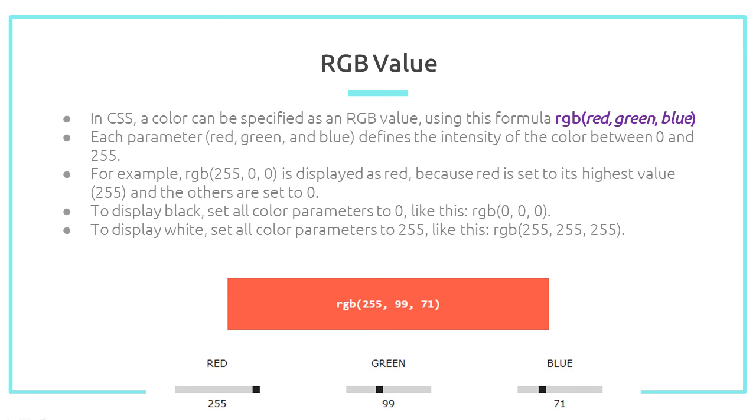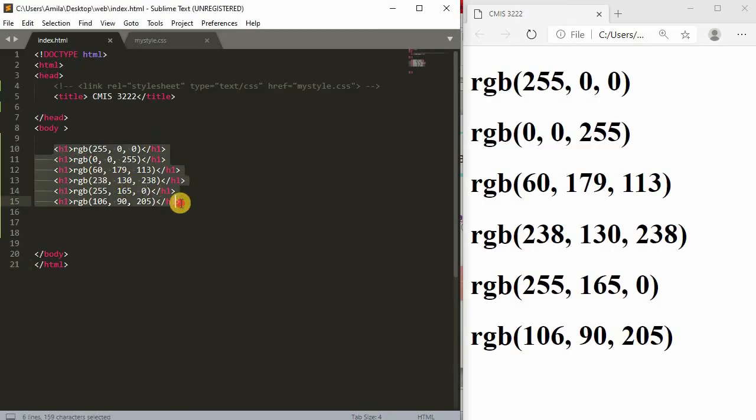To display black, set all color parameters to 0, like this: RGB(0, 0, 0). To display white, set all color parameters to 255, like this: RGB(255, 255, 255). We have 6 headings. Each one displays the RGB values in text.